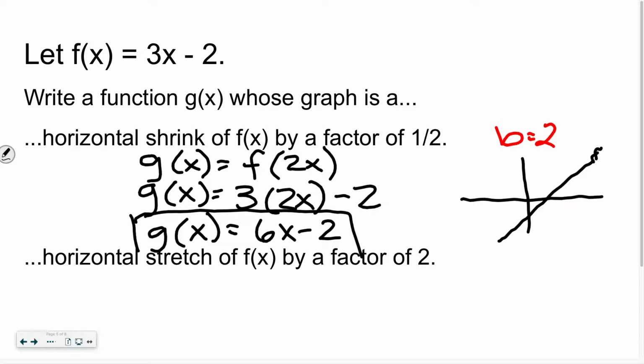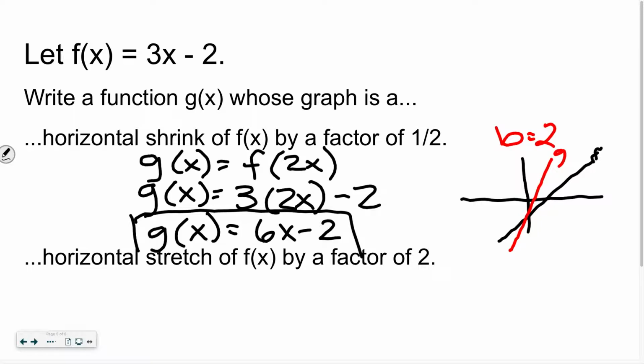If I change that so that my g of x is 6x minus 2, I'm still going through the same y-intercept, right? -2. But now my slope is 6. So my g looks something like that. Can you see how when you're viewing it, it looks like I pushed that line in, I horizontally shrunk it, like it didn't have anywhere to go but up more, so its slope got steeper. So that's the idea behind a horizontal shrink if you're thinking about it visually.